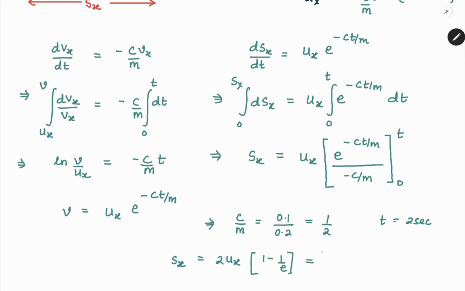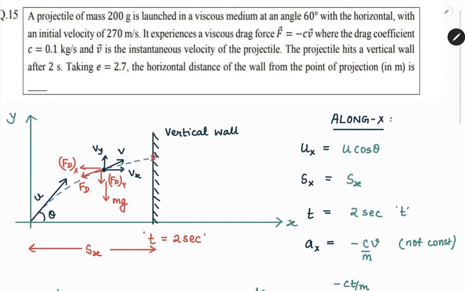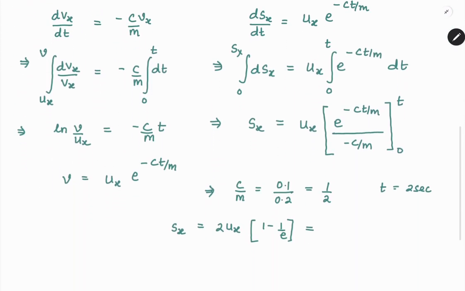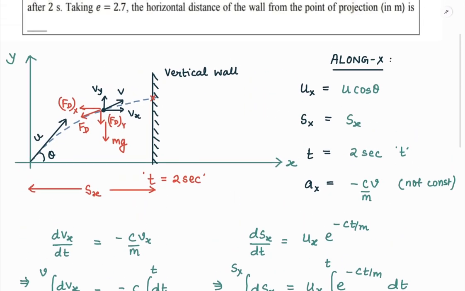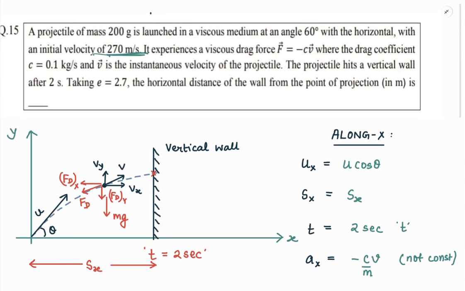Now if we put in the values, ux is 270 times cos theta, which reduces it by half, and then we multiply it by 2 to restore the value 270. Then we have e minus 1, that is 2.7 minus 1, which is 1.7, divided by 2.7, and on solving we obtain 170 meter. So this is how you solve this particular problem, where the concept of projectile motion is mixed with the concept of drag force, and this was the 15th problem of JEE Advanced 2025 Paper 2.